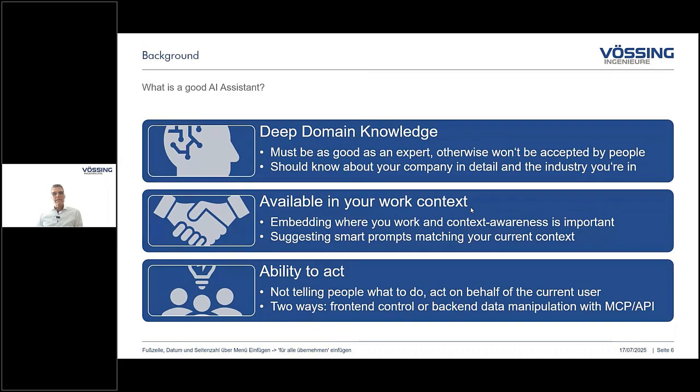The first thing is that the assistant should be at least as smart as a junior expert in your company. If it doesn't know anything about your company, your business, the industry you're working in, it is not considered as an expert, and so people will not ask it. If it's just about writing a poem for the next Christmas party, I think this is not the way. This is not what we are looking for. So domain knowledge: it should be at least a junior expert in your specific domain.